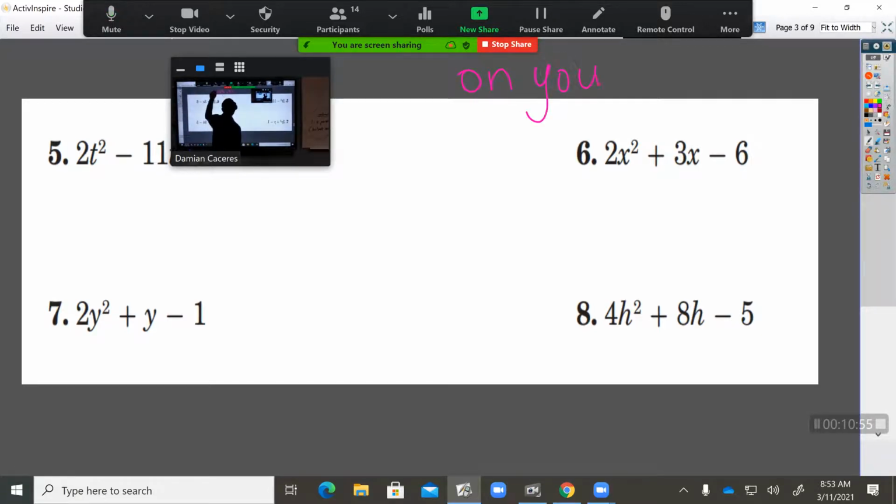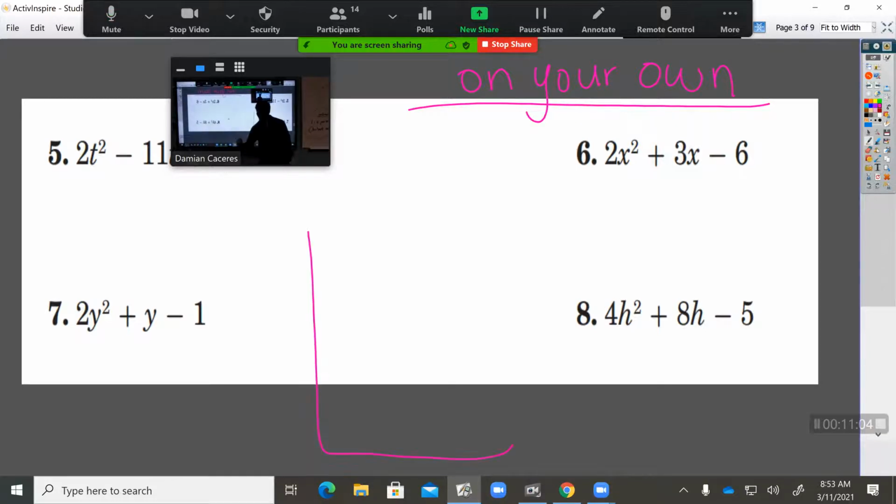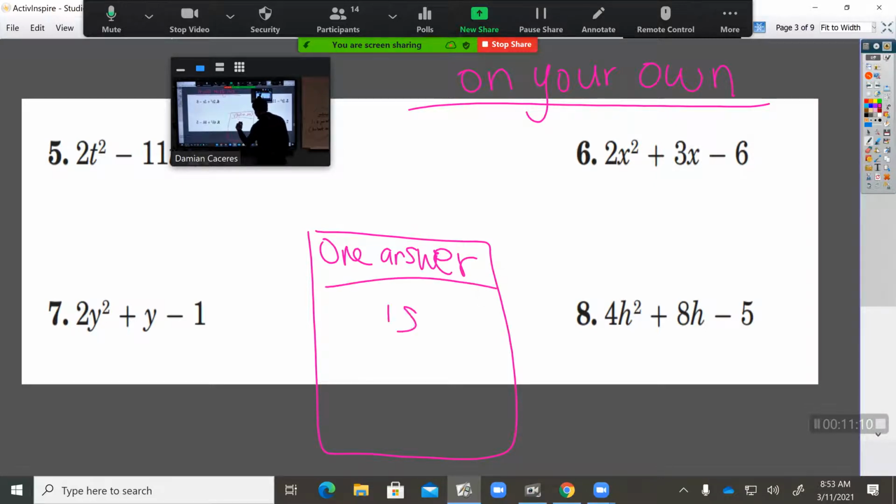Now, when you try these problems on your own, these 4, here's a little hint. One answer is prime, meaning one of these 4, when you try the factors, it doesn't work, ever. So you figure it out. Try it on your own. I'll give you 5 minutes.